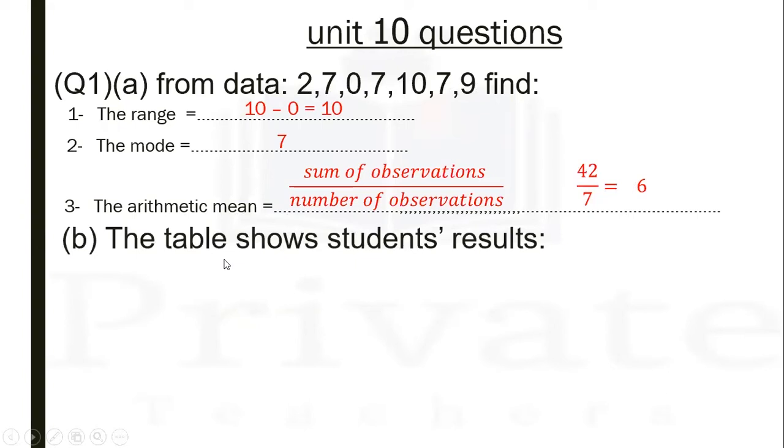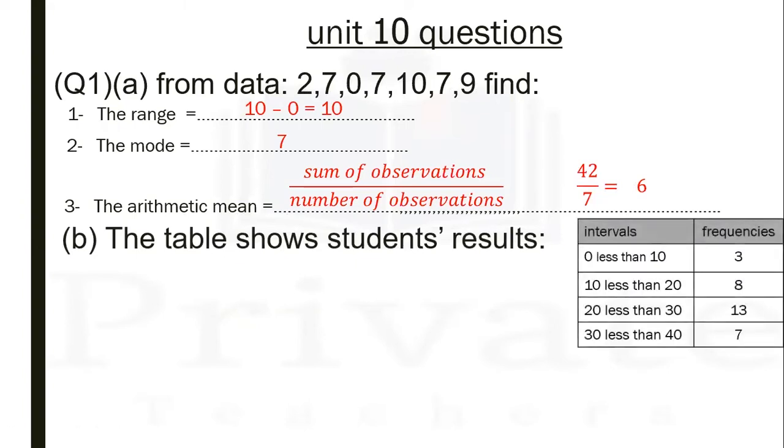Now, question B, the table shows students' results. This is the table. This is the first column, which is the intervals. The second column is the frequencies. Here, the interval, we read it this way: 0 and less than 10. That means each value between 0 and 9 we can consider here. But the 10 itself is from the second interval, not from the first interval.